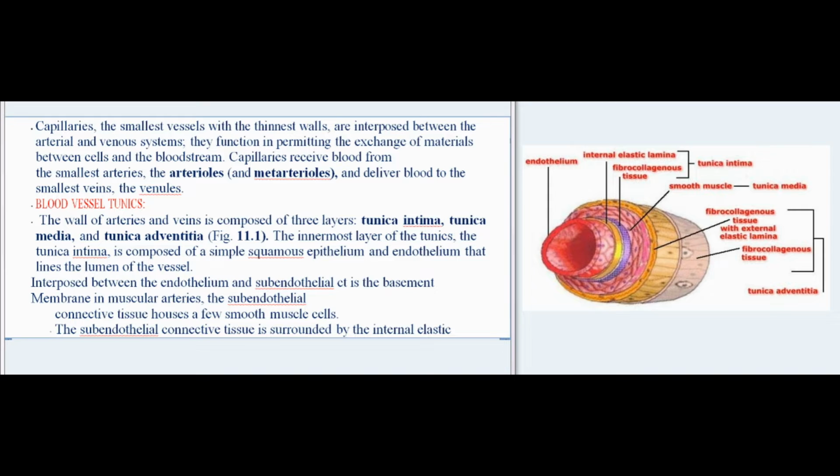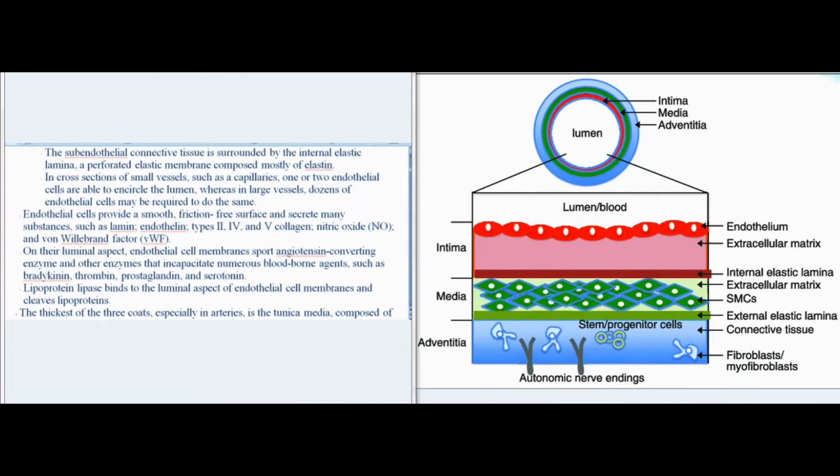Blood vessel tunics. The wall of arteries and veins is composed of three layers: tunica intima, tunica media, and tunica adventitia, Fig 11.1. The innermost layer of the tunics, the tunica intima, is composed of a simple squamous epithelium and endothelium that lines the lumen of the vessel. Interposed between the endothelium and subendothelial CT is the basement membrane in muscular arteries. The subendothelial connective tissue houses a few smooth muscle cells. The subendothelial connective tissue is surrounded by the internal elastic lamina, a perforated elastic membrane composed mostly of elastin.